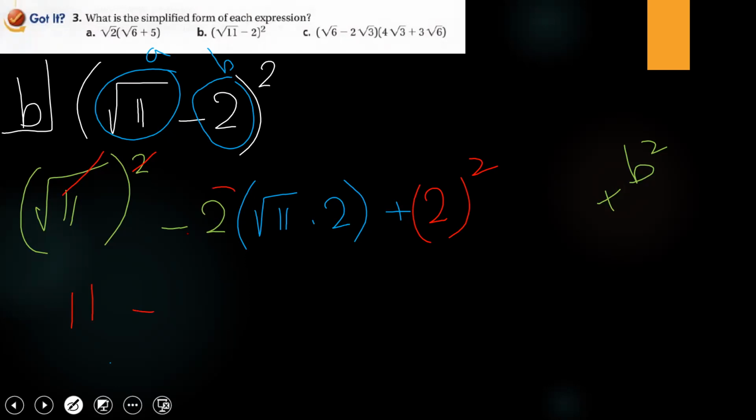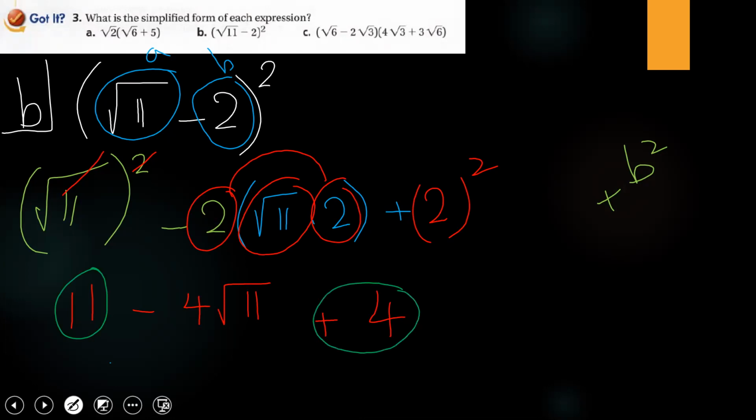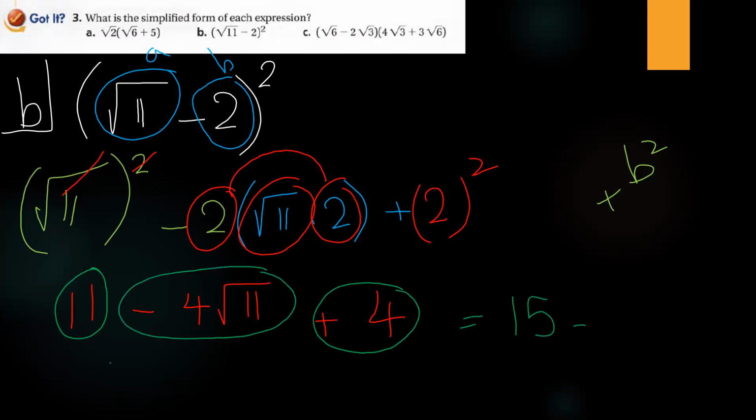Minus 2 times 2 times square root of 11. 2 times 2 is what? 4. 4 times square root of 11, plus 2 squared, 4. Let's now rearrange them. We have 11 plus 4, 15. 15 minus 4 square root of 11.